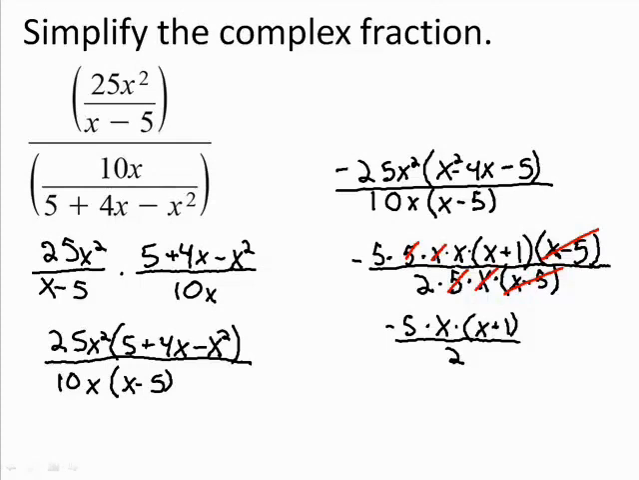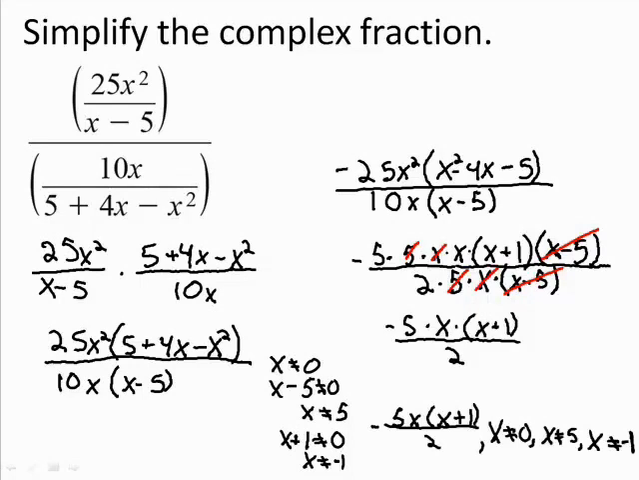This factored into a negative 1 times the quantity x plus 1 times the quantity x minus 5. So x plus 1 and x minus 5 cannot be equal to 0. In the second equation, add 5 to each side. X cannot be equal to 5. In the third equation, subtract 1 from each side. X cannot be equal to negative 1. The simplified expression is negative 5x times the quantity x plus 1 divided by 2, where x is not equal to 0, x is not equal to 5, and x is not equal to negative 1.